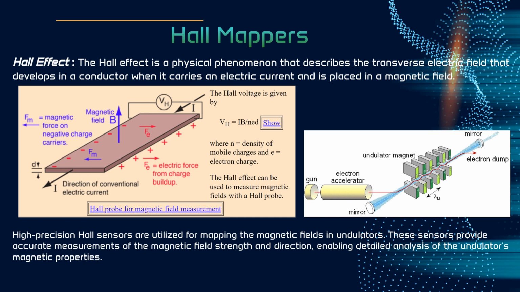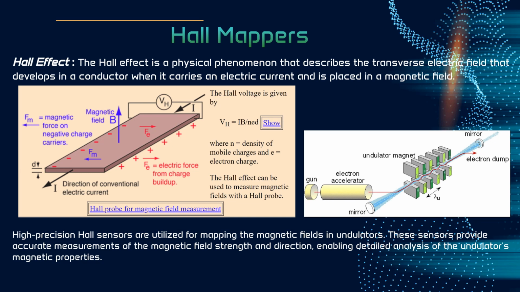The electrons and charged particles experience a force due to the Lorentz force, and with time, the electric field generated due to accumulation of charged particles becomes equal to the electric field that we apply, and that is known as the Hall voltage.